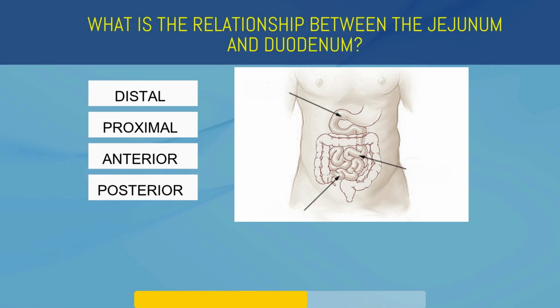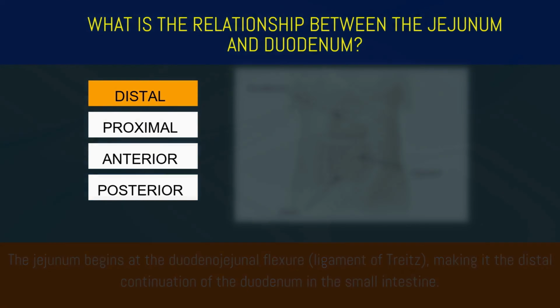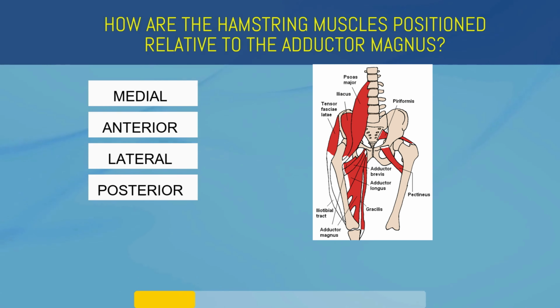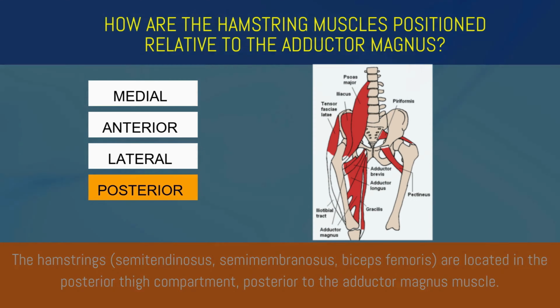Distal, proximal, anterior, or posterior? Distal. The jejunum begins at the duodenojejunal flexure, making it the distal continuation of the duodenum in the small intestine. How are the hamstring muscles positioned relative to the adductor magnus? Medial, anterior, lateral, or posterior? Posterior. The hamstrings are located in the posterior thigh compartment, posterior to the adductor magnus muscle.